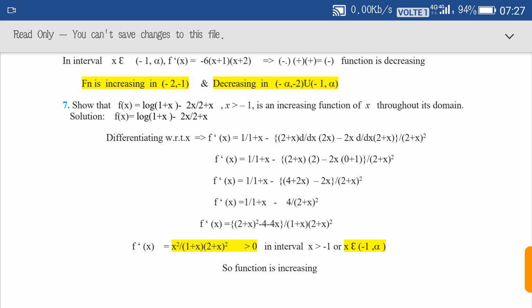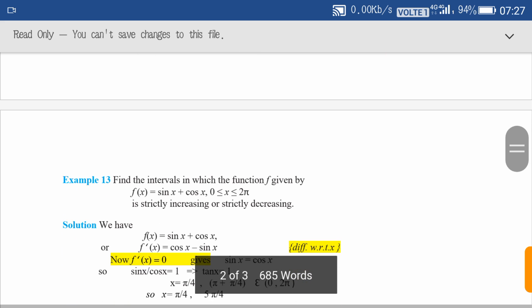If we take x from −1 to infinity, we get x²/[(1 + x)(2 + x)²] will be always positive. You may take any value from this interval and check this. You will get it is positive, so the function is increasing in this interval.